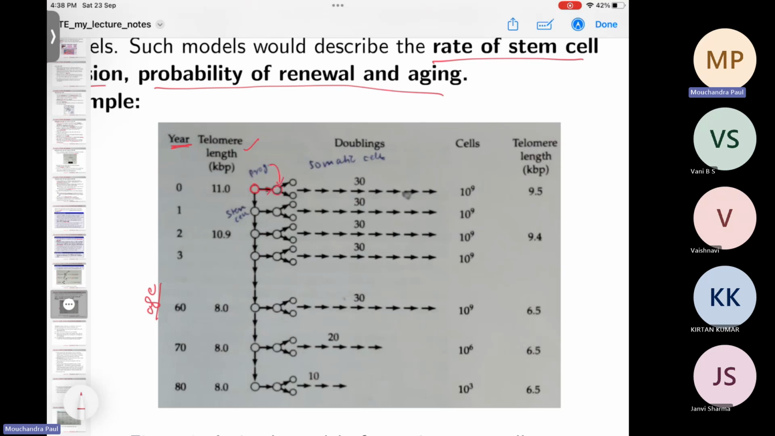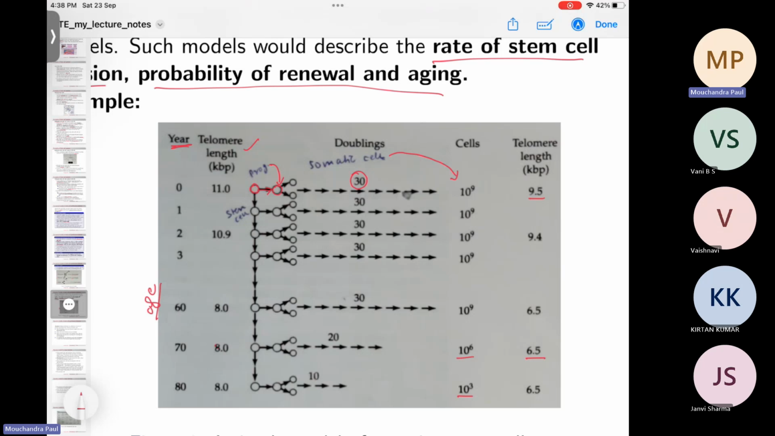This is the progenitor cell, and this progenitor cell starts dividing multiple times. Here 30 doublings is taking place and giving rise to 10 to the power 9 differentiated cells. Now the telomere length of this differentiated cell is 9.5. So similarly, data is given for different numbers of years. The telomere length of this stem cell before division is given, and the telomere length of the differentiated cells is given, as well as how many cells are formed.